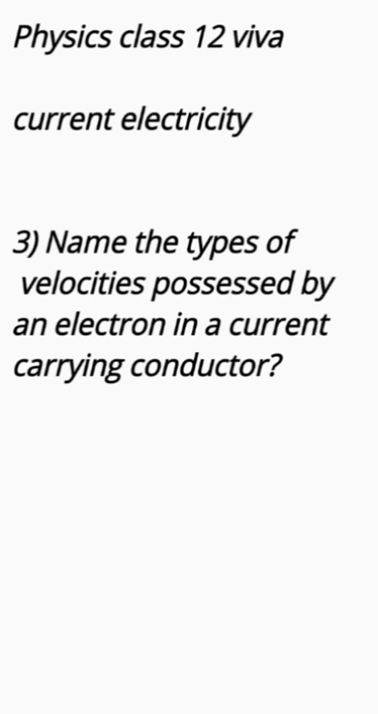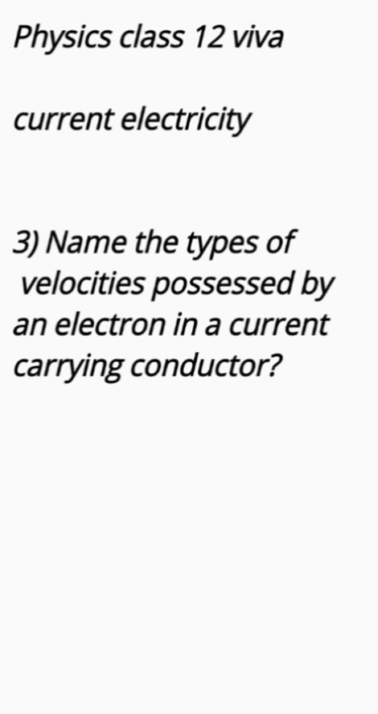Name the types of velocities possessed by an electron in a current carrying conductor. So when there is no potential difference applied across a conductor, then electrons move with thermal velocities in a random motion, in a zigzag kind of motion. But when potential difference is applied, then they acquire drift velocity.